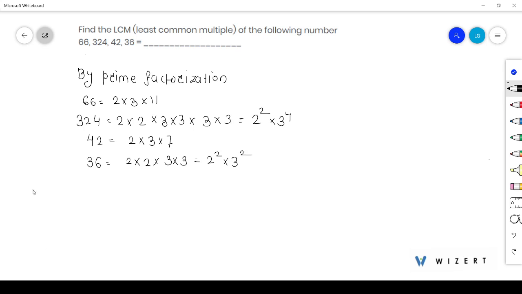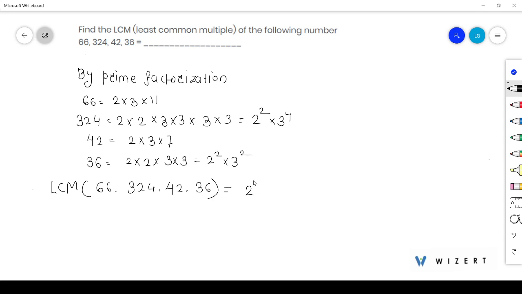So the least common multiple of 66, 324, 42, 36 is the product of the highest power of the given primes. Here we can observe that 2, 3, 7, 11 are the prime numbers which appear in these numbers. So firstly, let us take 2.